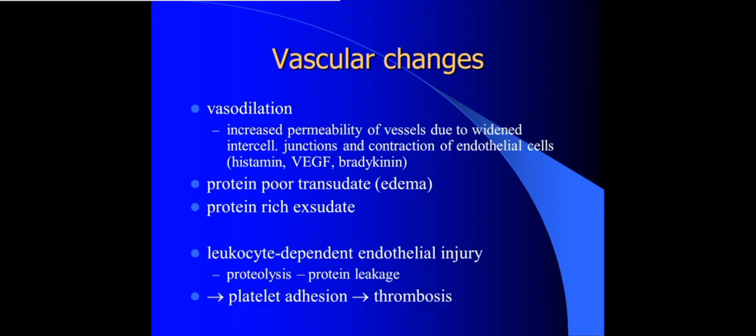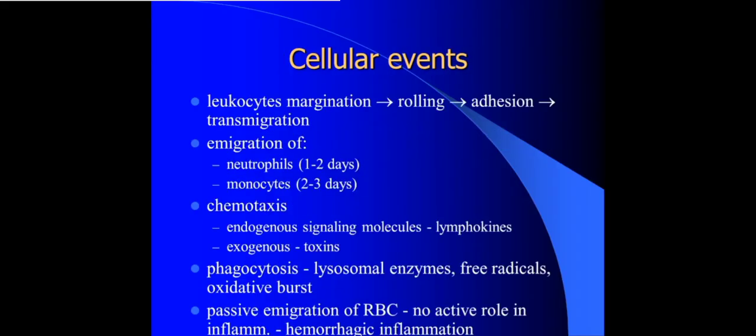Protein poor transudate means there is edema. Edema will occur, means swelling will occur at that point. Protein poor transudate means the transfer or translocation of protein at that point will be poor, no transfer of the protein takes place. Protein rich exudate: leukocyte dependent endothelial injury. If leukocyte dependent endothelial injury occurs, then proteolysis and protein leakage will be there. Platelet adhesion means thrombosis. Okay.